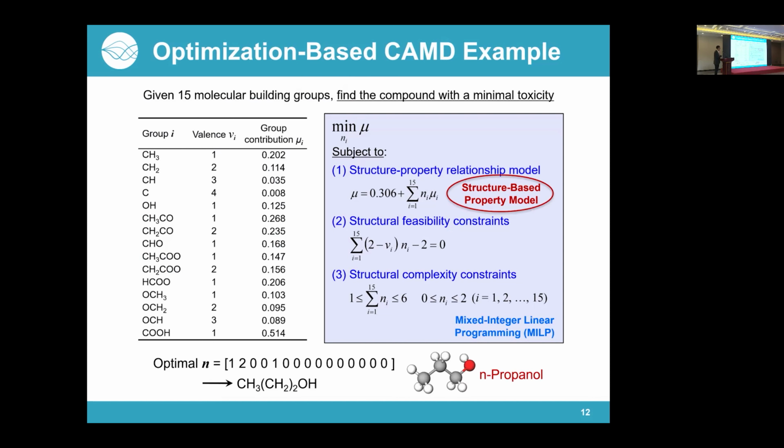Okay, and this one is optimal. It's 1,2,0,0,1,0,0,0. This is nothing but isopropanol. So this is how a computer can help you to find the best molecule.